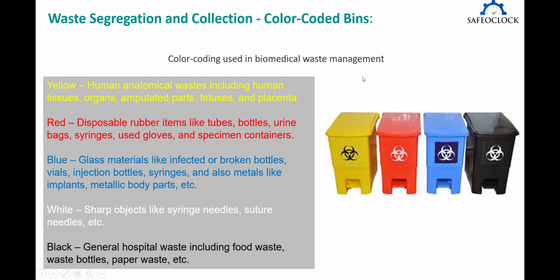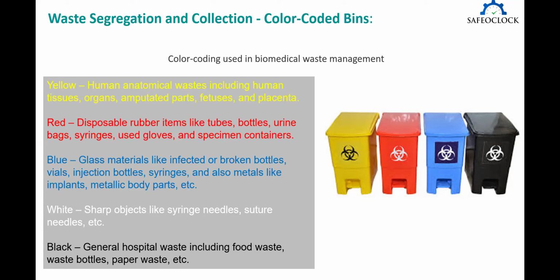So in biomedical waste management, they use different types of coding. For yellow, they use a yellow colored waste bin for human anatomical waste, like human tissues, organs, amputated parts. They can collect it with a yellow waste bin. The red one is for rubbers like tubes, bottles, urine bags. So they are collected with red colored bins.